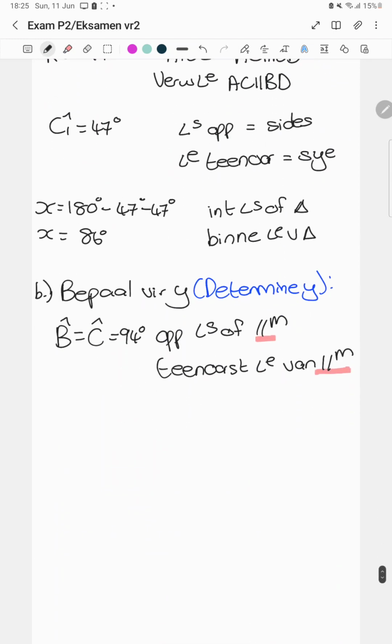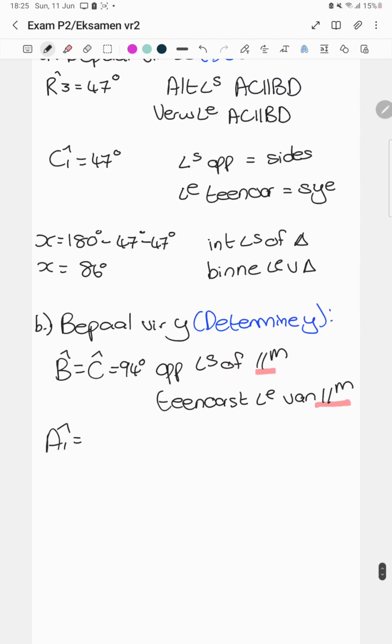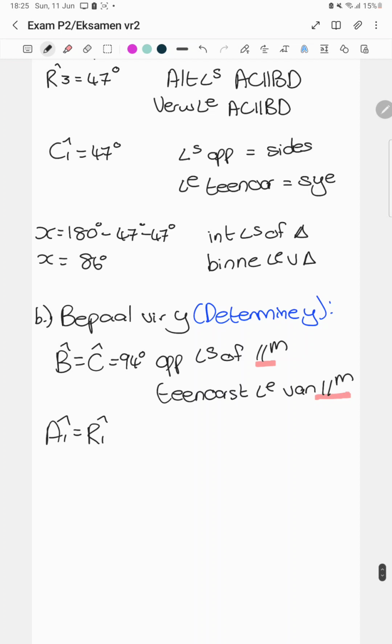Alright, so let's start by saying A1 is equal to R1. Reason would once again be angles opposite equal sides.